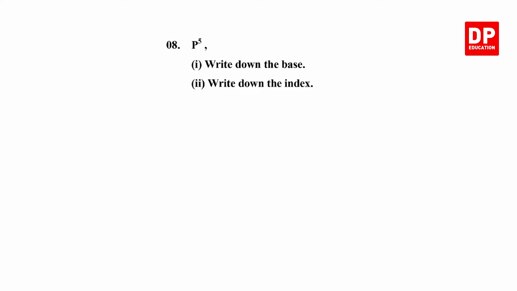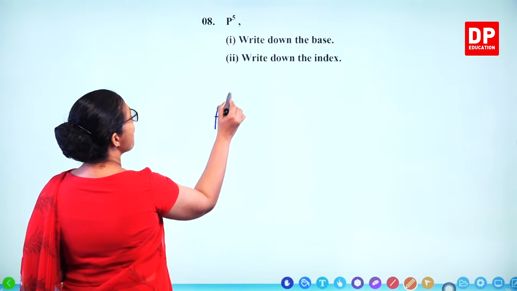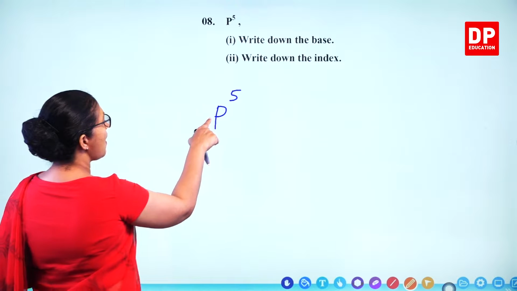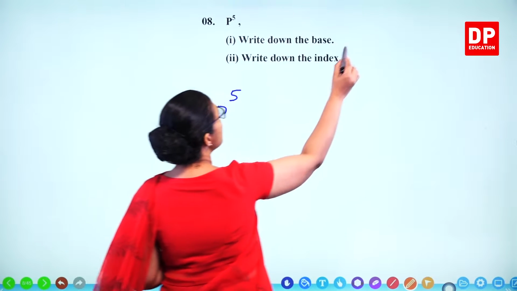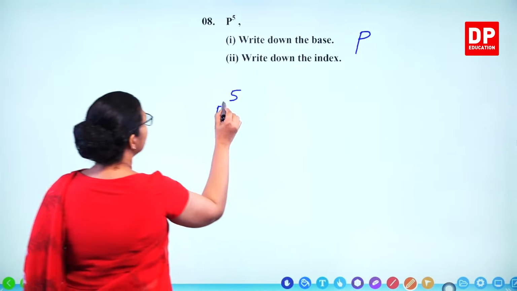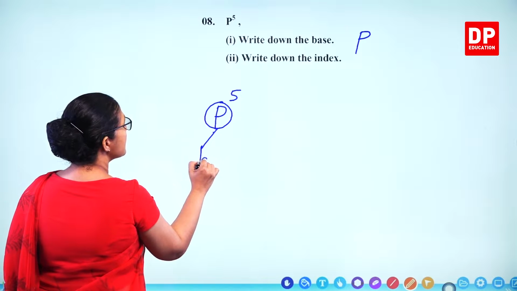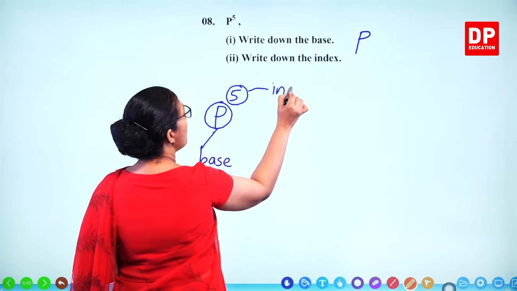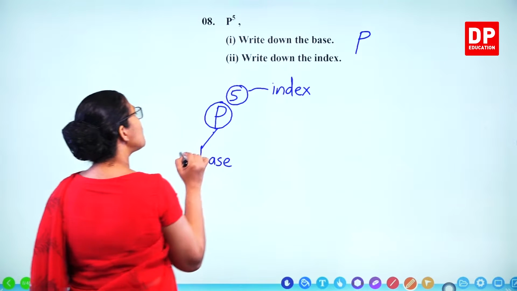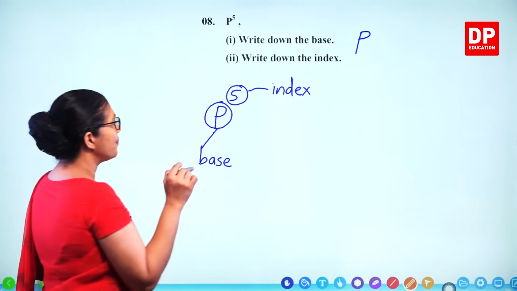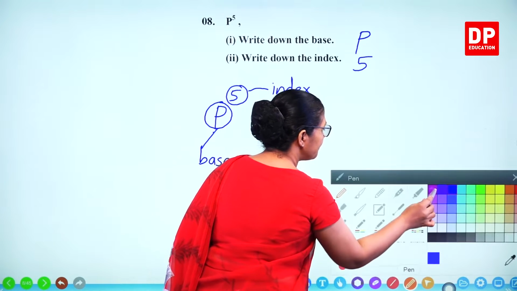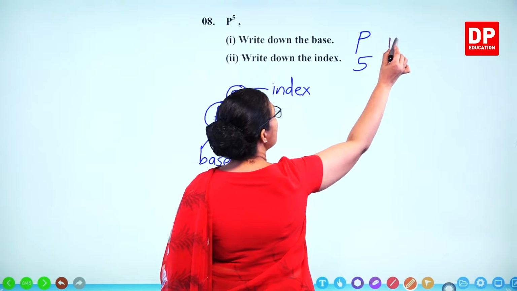Question number 8. P to the power 5. Write down the base and the index. Base is the number here. So what's the base? Base is P. This is called the base and this is called the index or power, or sometimes we call it the exponent. So 5 is the index. 1 mark each.